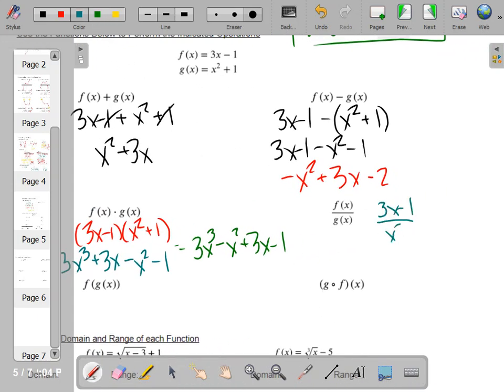3x minus 1 over x squared plus 1. That's all you can do. You can't factor anything. You can't really cancel anything, so you're finished.